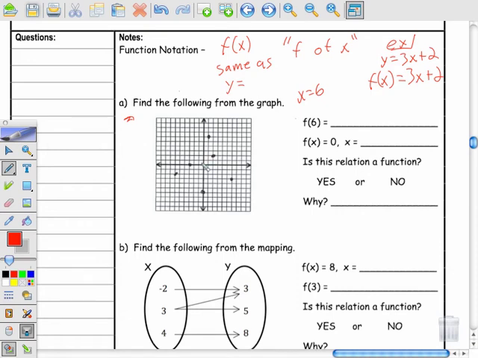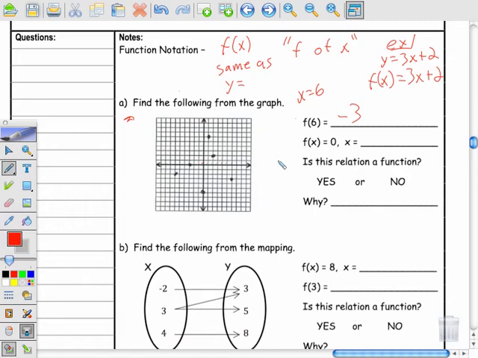So I'm looking here. There's 0, 1, 2, 3, 4, 5, 6. When x is 6, what does y equal? Well, negative 1, 2, 3. So at f of 6, y is equal to negative 3. Because that's the same thing as saying y equals negative 3.